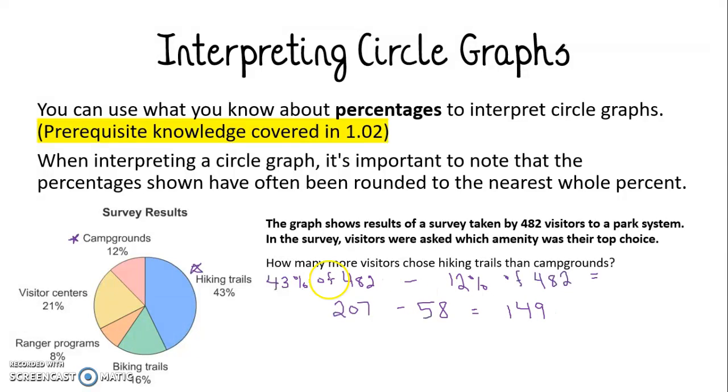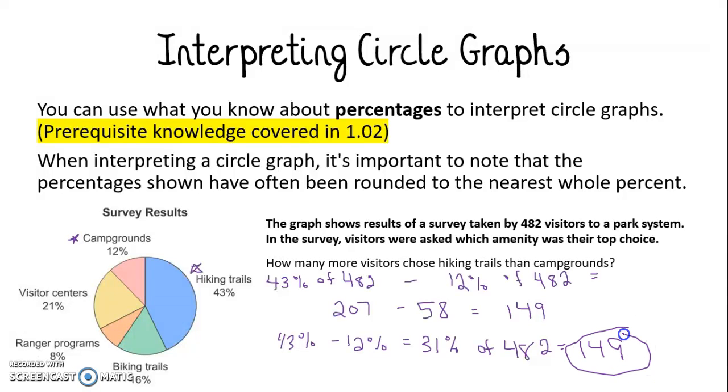Now the other method to completing this is you could subtract the percentages right away. 43% minus 12% tells us that they differ by 31%. And then we would find 31% of 482. So we're going to take 0.31 times 482, and once again we get about 149. So you can see two different methods, same answer.